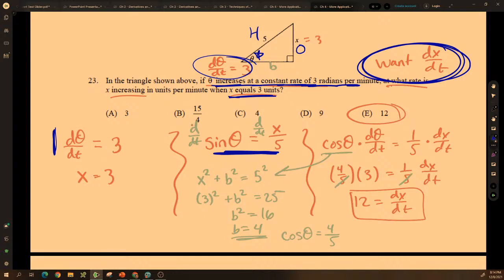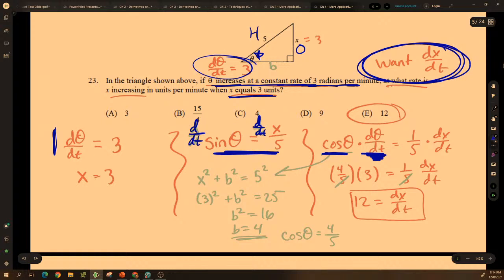So the first step is going to be to take the derivative with respect to t of both sides. The derivative of sine theta will be cosine theta times d theta dt. Don't forget about that, right? The reason it's times d theta dt is it's implicit. Theta is not the same variable as t. They're different variables, so we need to do that implicit part.